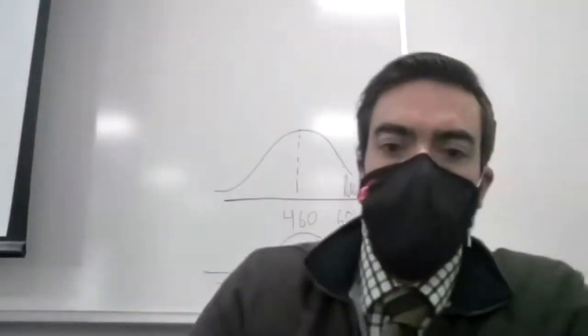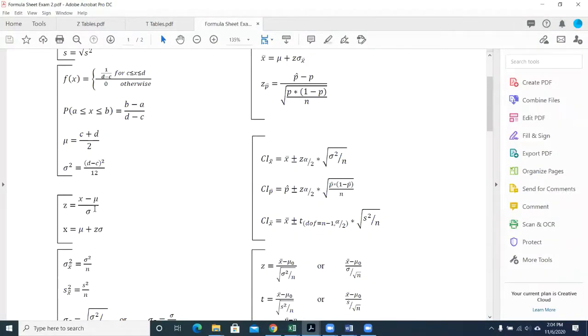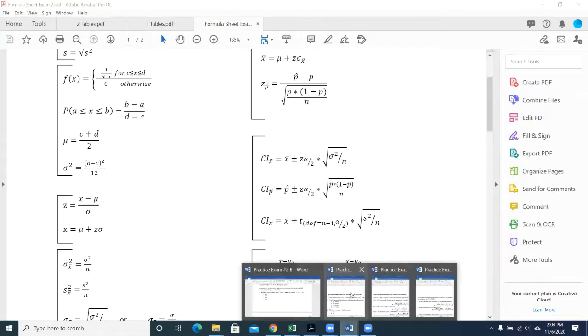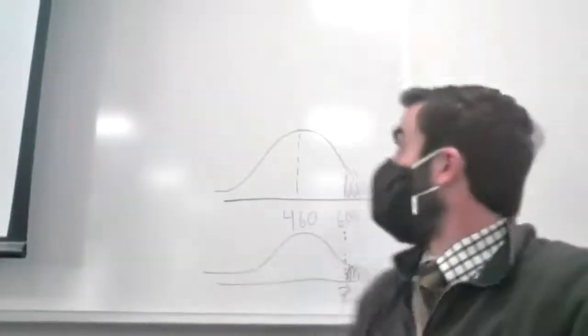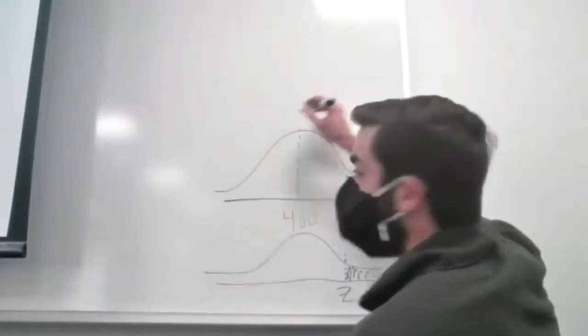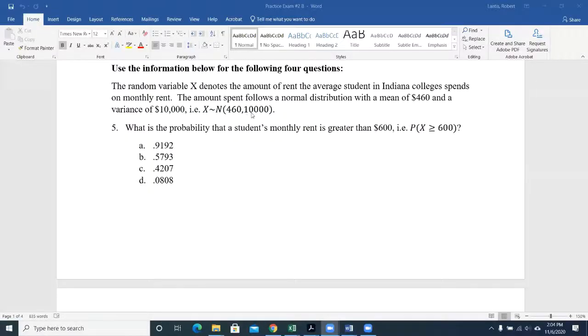Right? So we go to our formula sheet, just as a reminder. If we have a normally distributed variable, this is how we find the z-score. We subtract the mean and divide by the standard deviation. Our mean was 460. Our standard deviation we don't have, but we have the variance. We can find the standard deviation by taking the square root of it. The variance was 10,000.